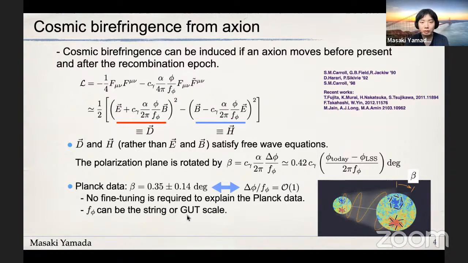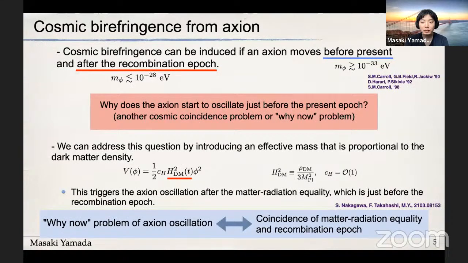So this is a very interesting and simple scenario, but this axion has to move between the recombination epoch and the present. So this means that the axion mass should be larger than 10 to the minus 33 electron volt and smaller than 10 to the minus 28 electron volt. But there is no reason that the axion mass is within this window. So this is a kind of another cosmic coincidence problem. So the question is why the axion starts to oscillate just before the present epoch.